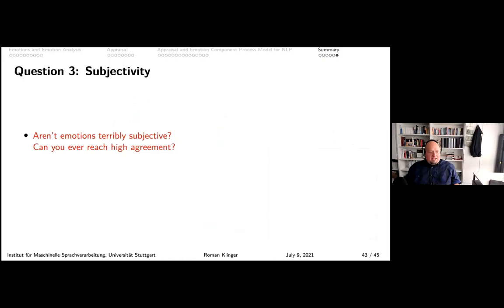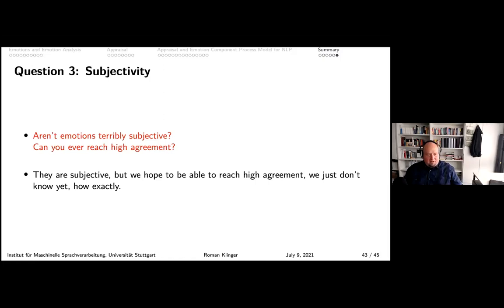Finally, you could also say, and I didn't talk about agreement scores in this presentation, that typically when you do emotion annotation, the inter-annotator agreement is pretty low. I mean, it's not like 0.2 or 0.3, but it's difficult to get something higher than 0.6 or 0.7. And you could claim, okay, perhaps this task doesn't really make sense. Emotions are terribly subjective. Could you actually reach high agreement and therefore develop reliable systems? I would say that they are clearly subjective, but we hope to reach high agreement. We just don't know yet exactly how.